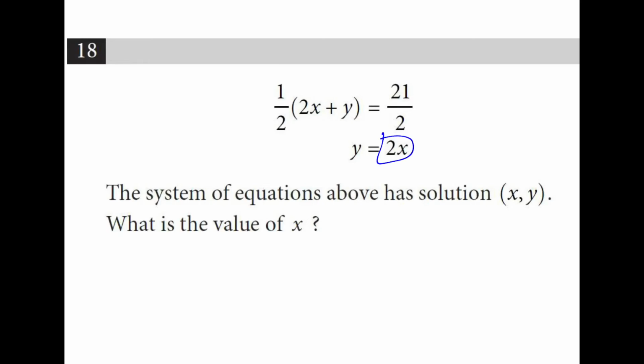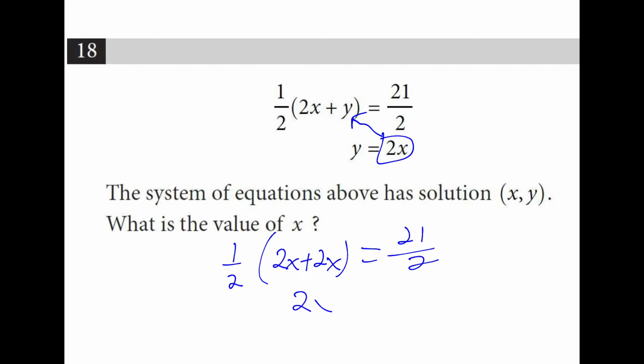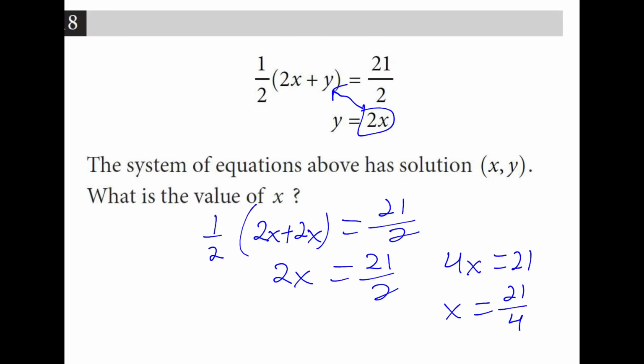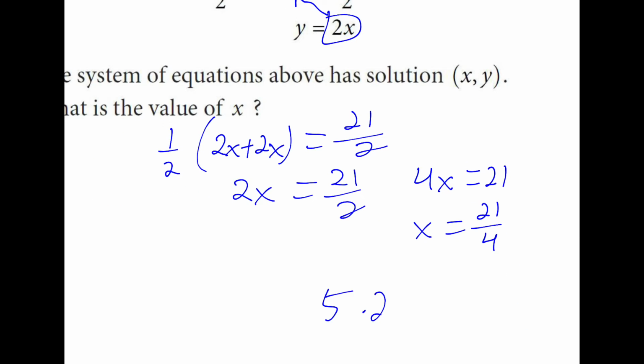We can substitute y with what it's equal to, so this becomes 1/2 times 2x plus 2x is equal to 21/2. So 1/2 times 4x, which is just 2x, is 21/2. If I multiply both sides by 2, I end up with 4x is equal to 21. And then I divide both sides by 4, so I get x is equal to 21 over 4. If you wanted the decimal equivalent there, 5.25.